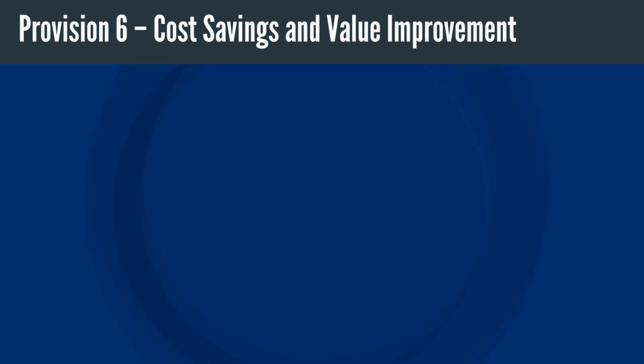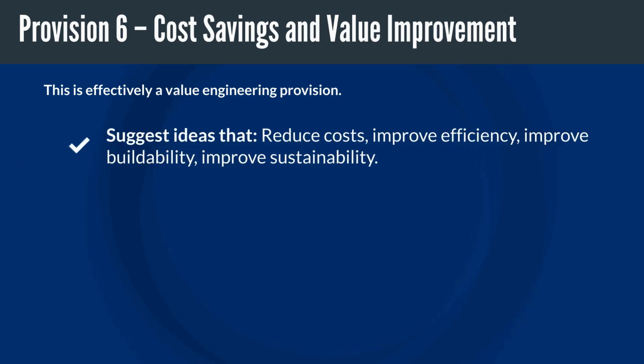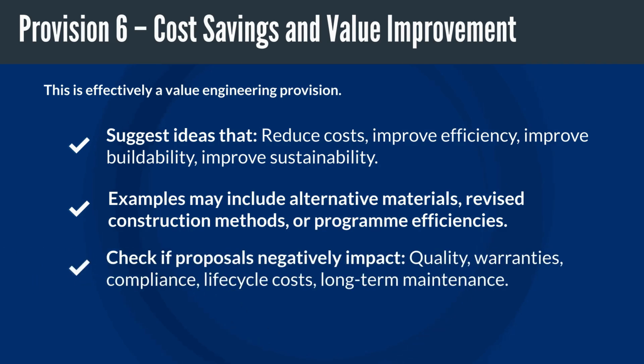Supplemental Provision 6. Cost savings and value improvement. This is effectively a value engineering provision. It encourages a contractor to suggest ideas that could reduce cost, improve efficiency, improve buildability, or improve sustainability. Examples may include alternative materials, revised construction methods, or program efficiencies. However, QSs and employers should carefully assess whether proposals negatively impact quality, warranties, compliance, or long-term maintenance. Cheaper doesn't always mean better value.